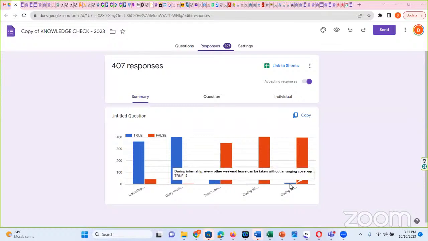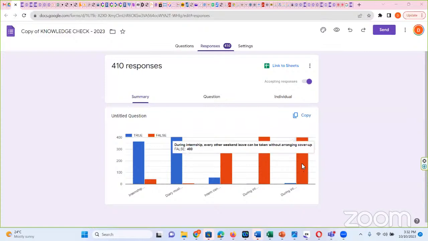Then, during internship, every other weekend leave can be taken without arranging cover up. For any leave, arrangement for cover up is a must. So 9 people, be careful. You can't take any leave without arranging cover up except for a medical leave.